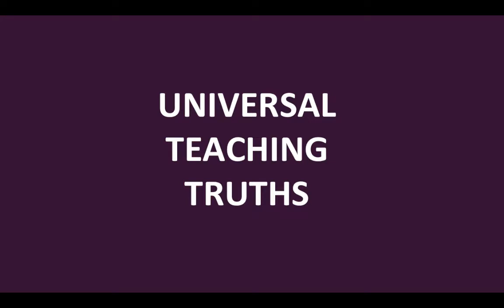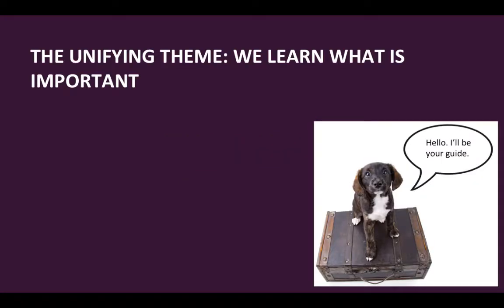In this video, we will review universal teaching truths, which are derived from principles of adult learning theory and education psychology. These truths will help your teaching to be more effective and engaging for your learners. The unifying theme among all the universal teaching truths is that we learn what is important to us. We will go into more depth about what exactly this means for you and your learners in the coming slides.